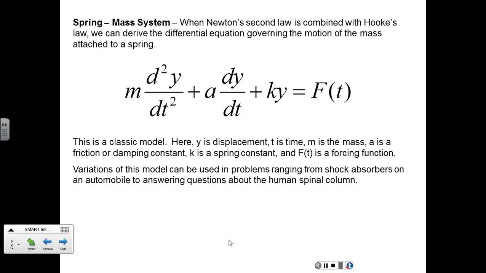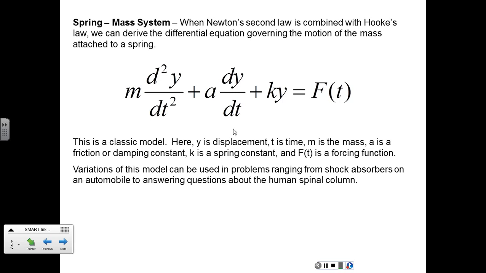I would think that either you'd have to figure out what all those parts are, or you have to be given them for the problem that you're dealing with. Variations of this model can be used in problems ranging from shock absorbers on an automobile to answering questions about the human spinal column. Was it one of you that did their project for me on their knee? Hooke's law, they did. It's out here in the box if you want. It's Hooke's law on the stretching of the tendons in the knee. Pretty neat.